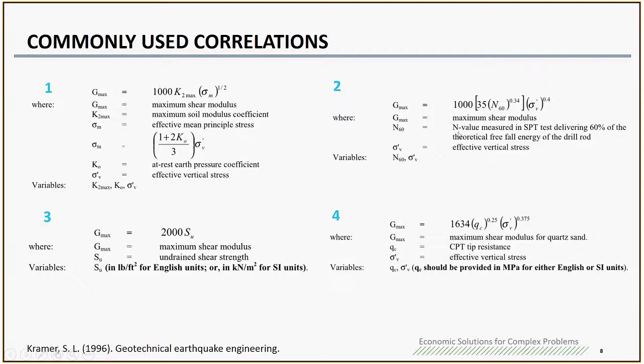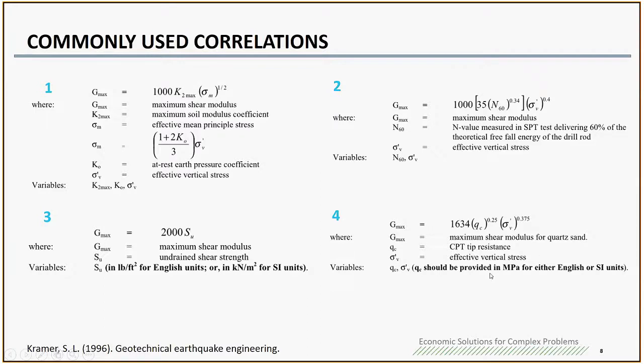The second one is also for sandy material. It's based on N60 and sigma V prime, the effective vertical stress, I believe the unit is in PSF, pounds per square foot. This equation 3 is for cohesive material, where Su is the undrained shear strength.